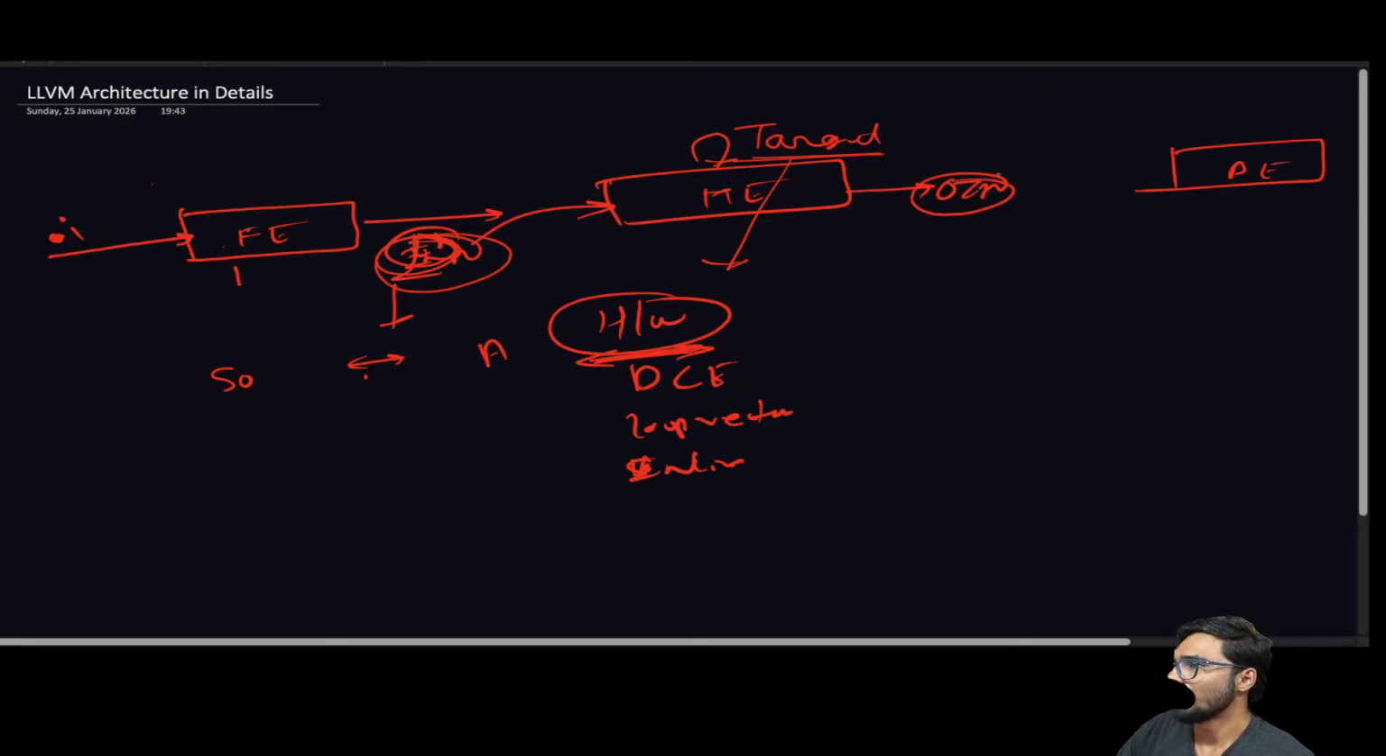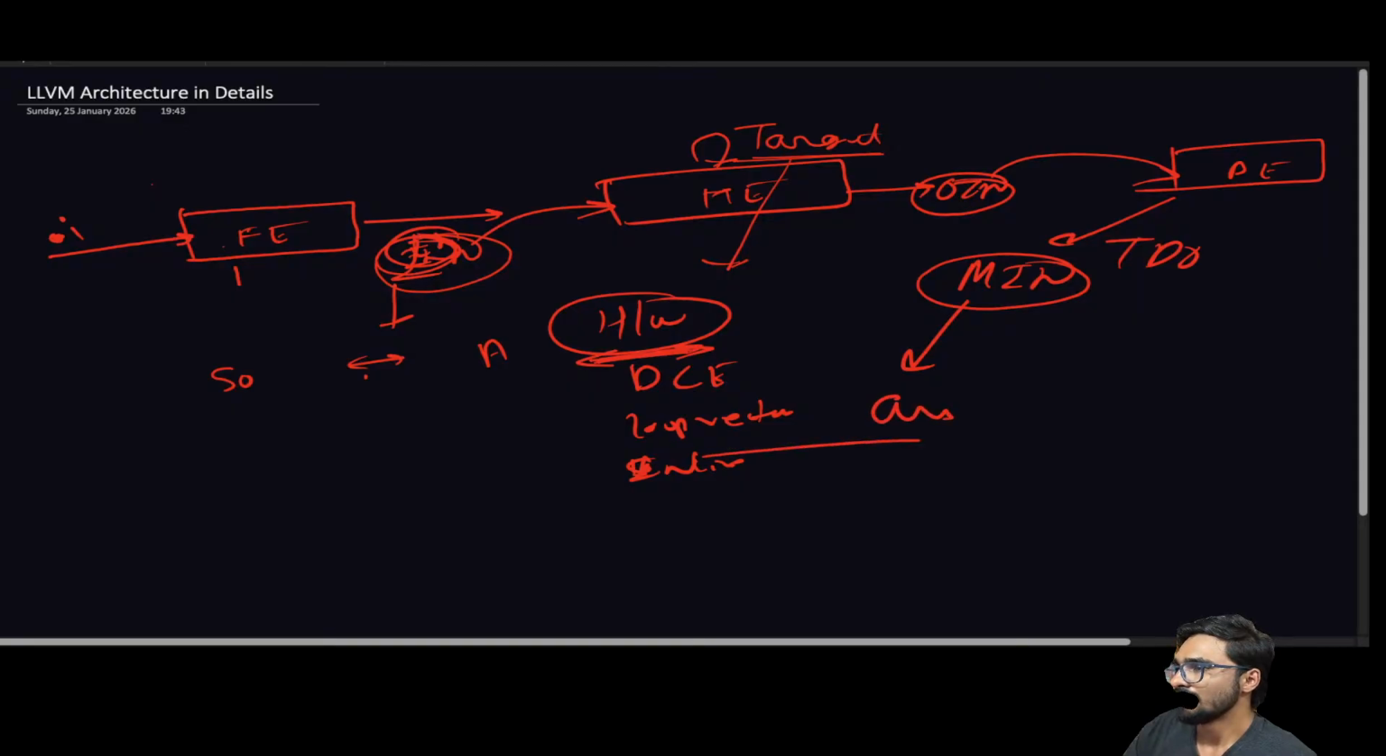This optimized IR will be given to the backend. The backend will run target dependent optimization and generate what? A machine intermediate representation, which will later be converted into assembly. So this is the complete flow of the LLVM architecture.